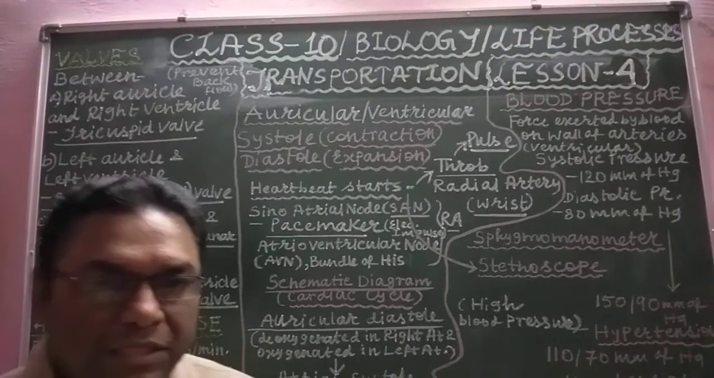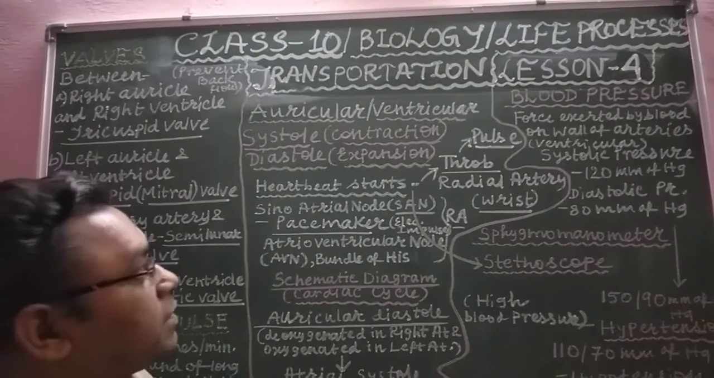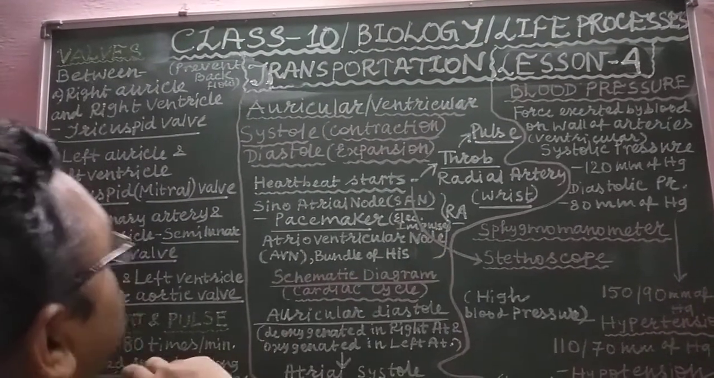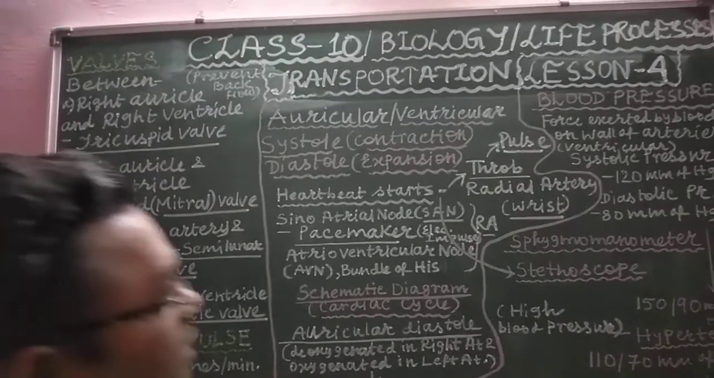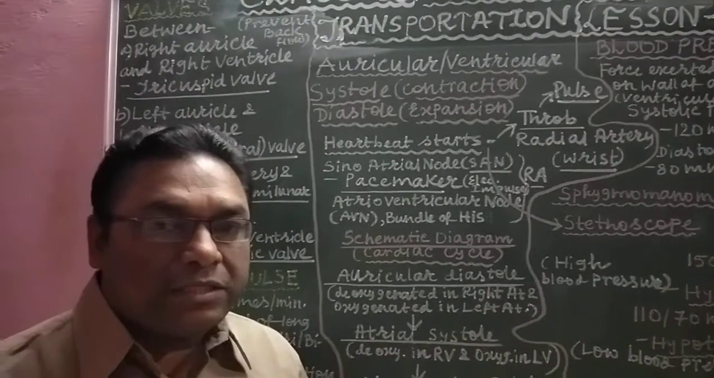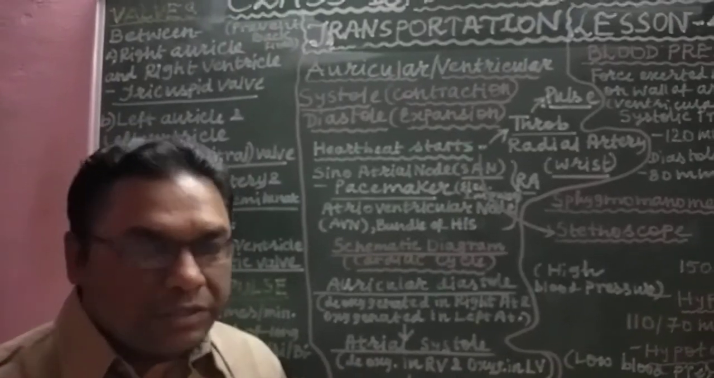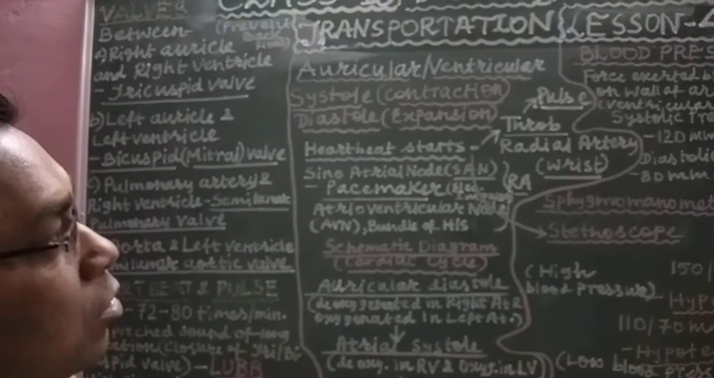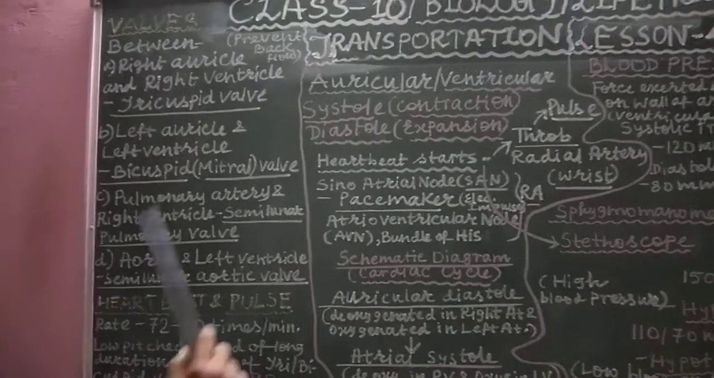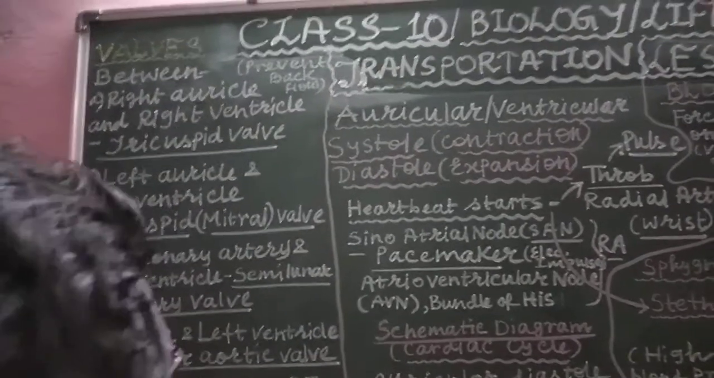Hello students, this is lesson 4 on the chapter transportation, class 10 biology. In the previous lesson we discussed the structure of the heart and blood circulation. Here is a clarification of that portion and several very important points.